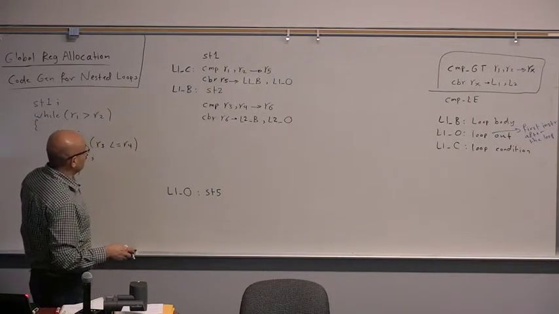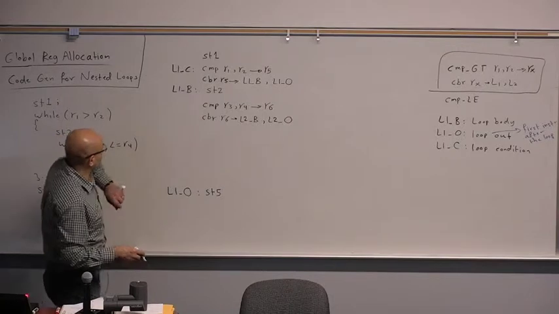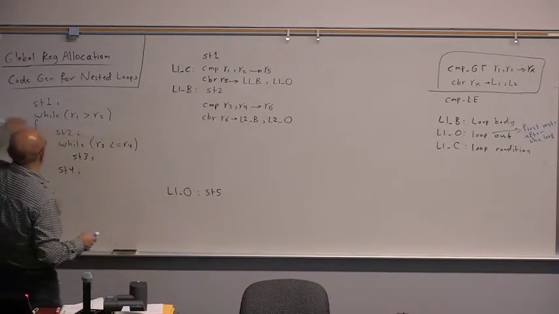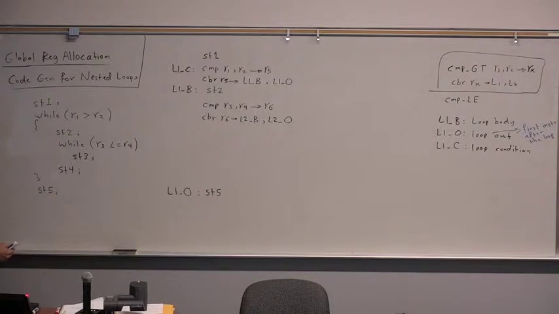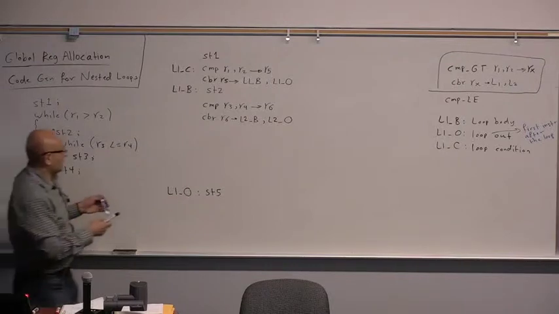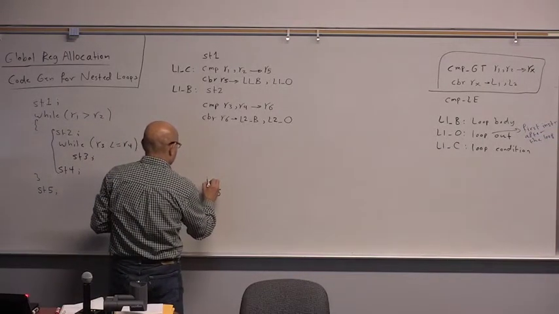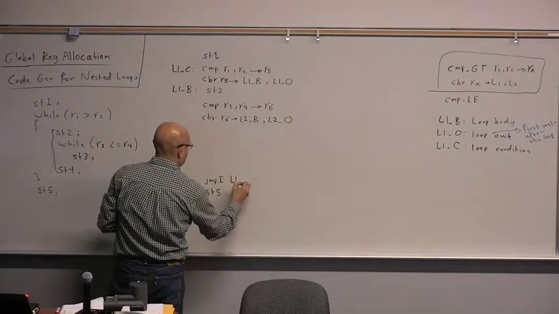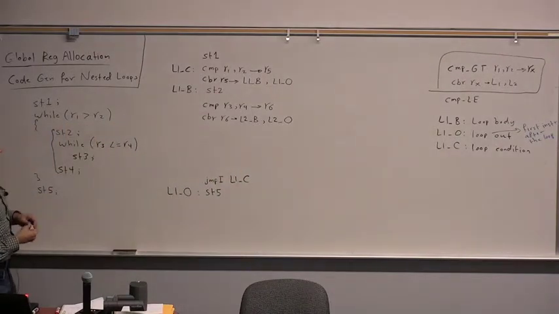Now, maybe we should have completed the generation for the outer loop. So what remains in the code generation for the outer loop? Forget about the loop body. This is the body of the outer loop. What are we missing in the code generation for the outer loop? Right before L1 out, we have to have a jump to go back to L1C. Yes, exactly. So we need this jump immediate to L1C, because this is the end of the outer loop.